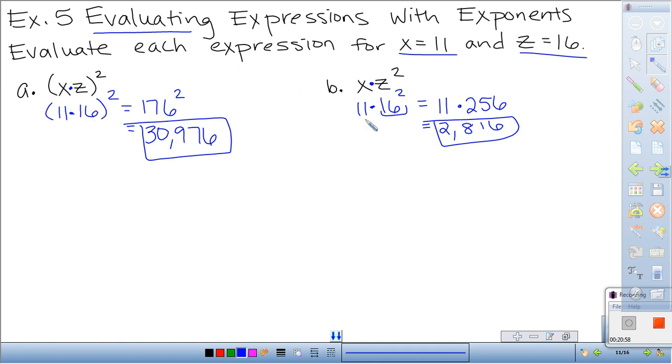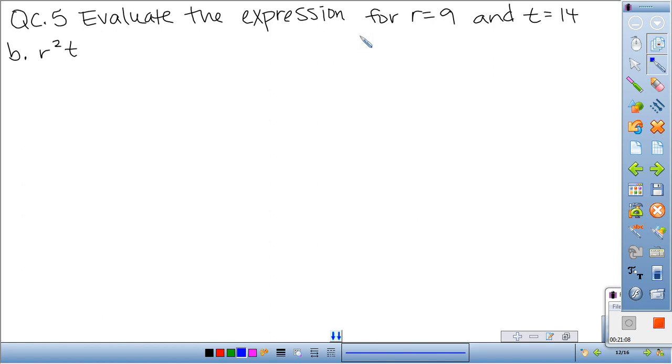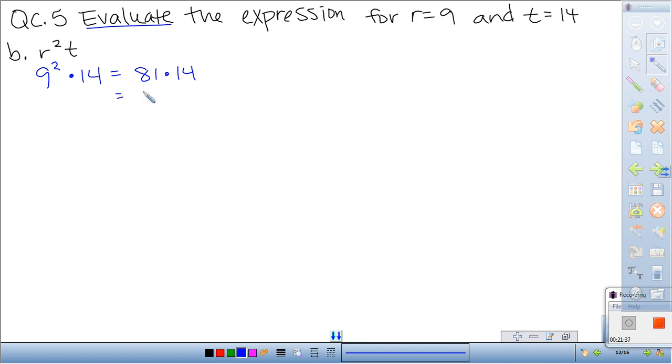Over here, all we did was square 16, so it wasn't that big. Let's look at one more. Evaluate the expression for r equals 9 and t equals 14. So again, when we evaluate, we substitute and solve. So the first thing I'm going to do is substitute. R is 9, so I have 9 squared. And since there's no addition, subtraction, multiplication, division sign here, I know I'm automatically multiplying, so it's times 14. 9 squared is 81, exponents first, always, times 14, and 81 times 14 is 1,134.